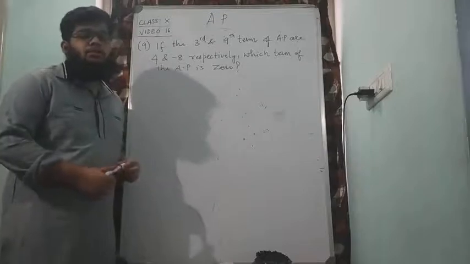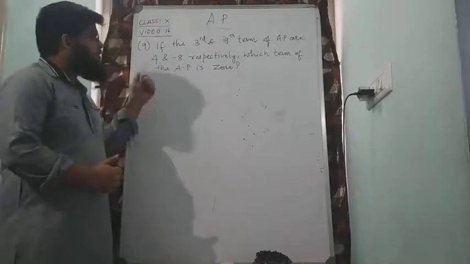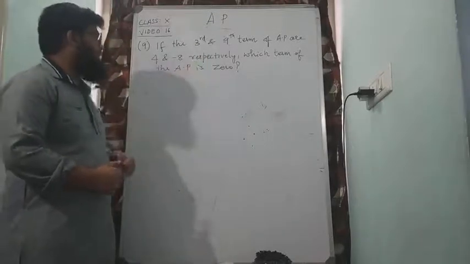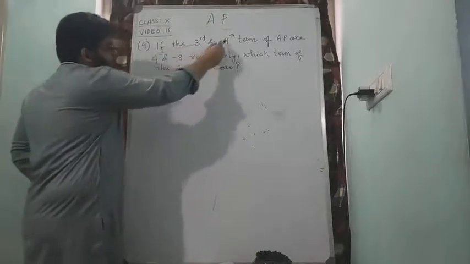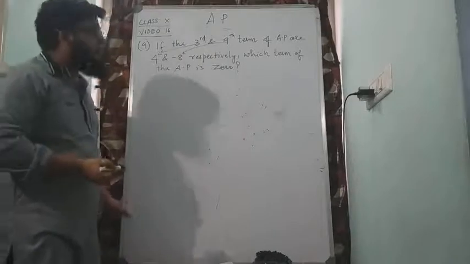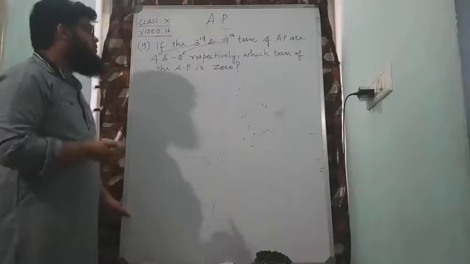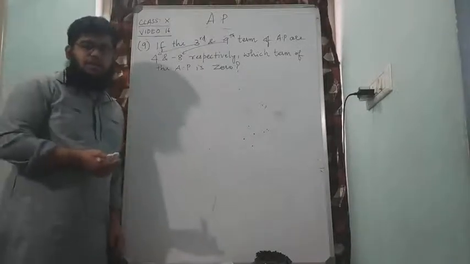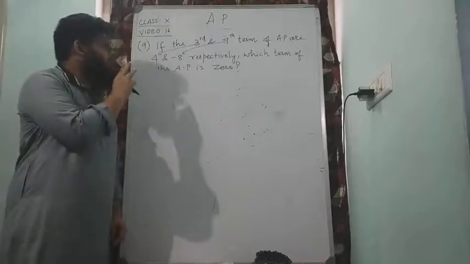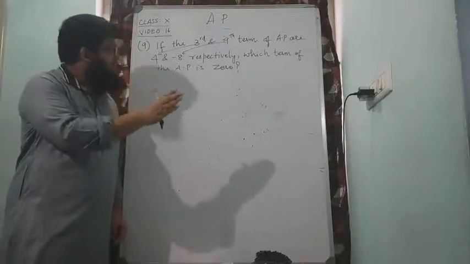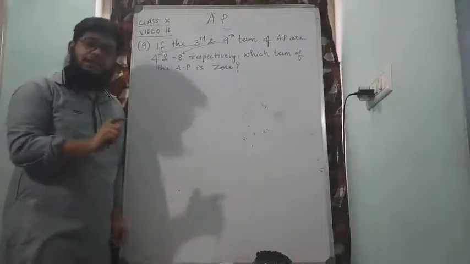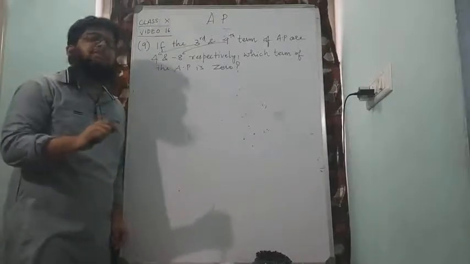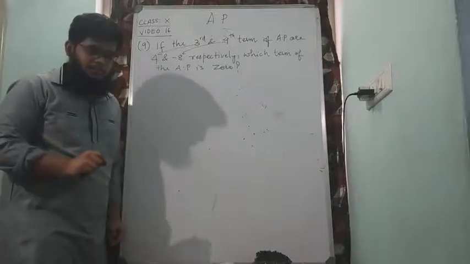There's a question on the board already. The question reads, if the third and the ninth term of the AP are 4 and minus 8, it means the third term is 4 and the ninth term is minus 8 respectively. Which term of the AP is 0? That term we should find out. That means basically we are finding out the value of n in this problem.